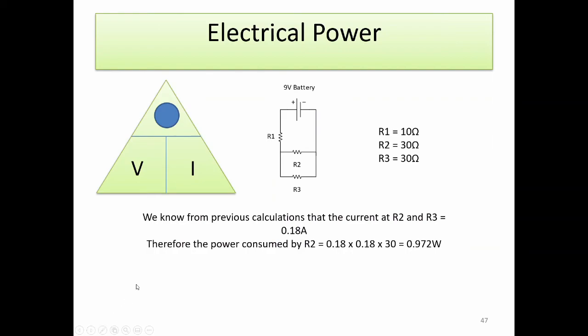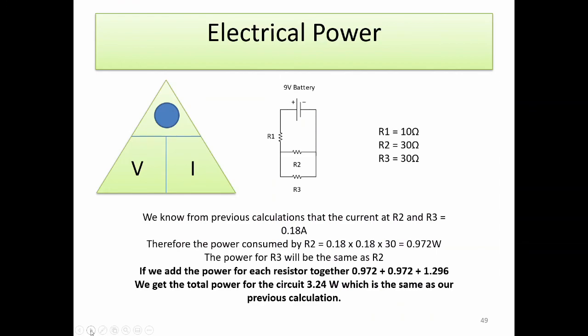We also know from previous calculations that the current at R2 and R3 equals 0.18 amps. Therefore, the power consumed by R2 is 0.18 times 0.18 times 30, which is 0.972 watts. The power for R3 will be the same as R2. If we add the power for each resistor together, 0.972 plus 0.972 plus 1.296, we get the total power for the circuit of 3.24 watts, which is the same as our previous calculation, so we know it's correct.